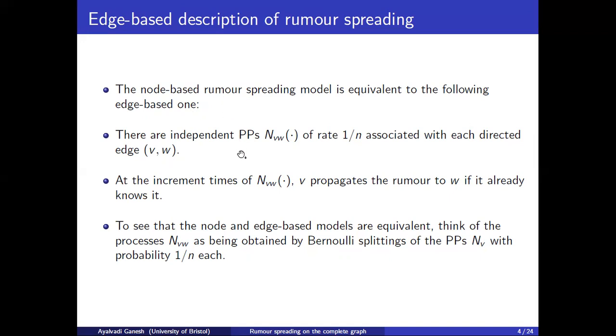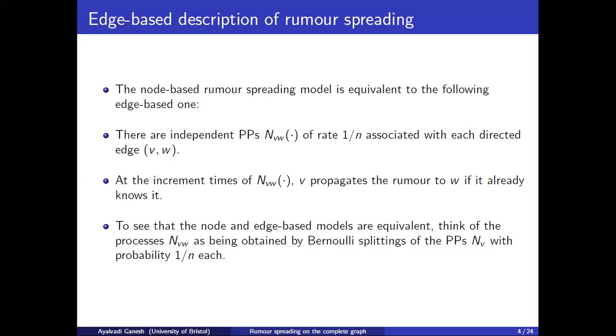Okay, so this is another model for rumor spreading, and my claim is that this model is exactly the same as the node-based model. And why is that? Why are these models exactly the same? To see that, let's go back to the vertex-based model and see when V tries to spread the rumor to W. Two things need to happen for that. So firstly, the alarm clock at V needs to ring. Then V wakes up, and then it picks a node uniformly at random, and it has to choose W. So if V wakes up and chooses W, then it spreads the rumor to W.